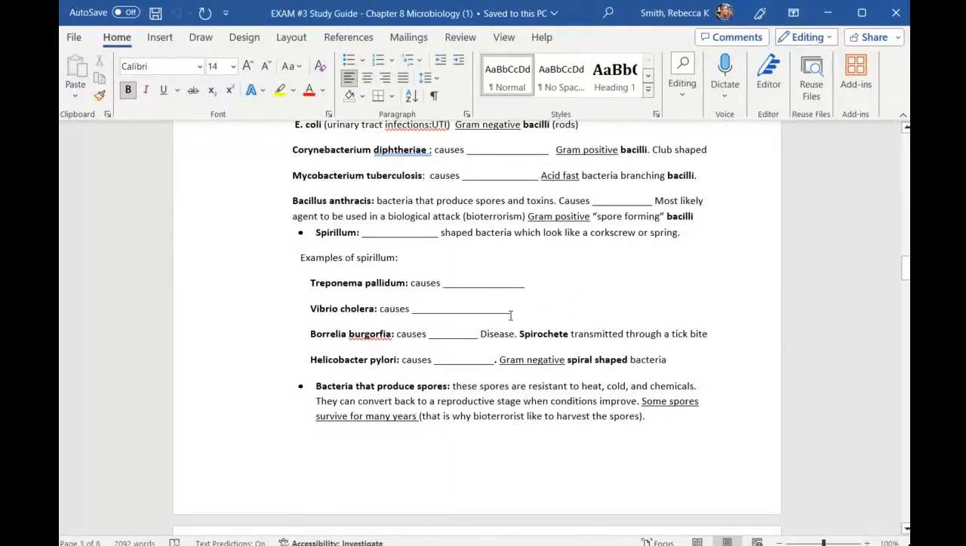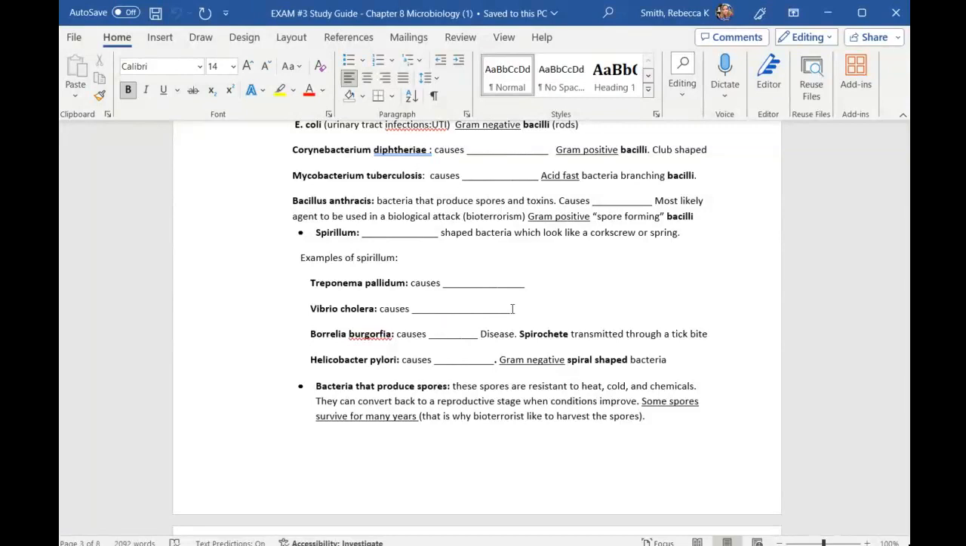So Treponema pallidum. This one shouldn't be here. I didn't make this, I should change this. Vibrio cholerae is not a spirillum, but what does that cause? Cholera. It's diarrhea forever. It's from seafood, shellfish, and stuff like that.